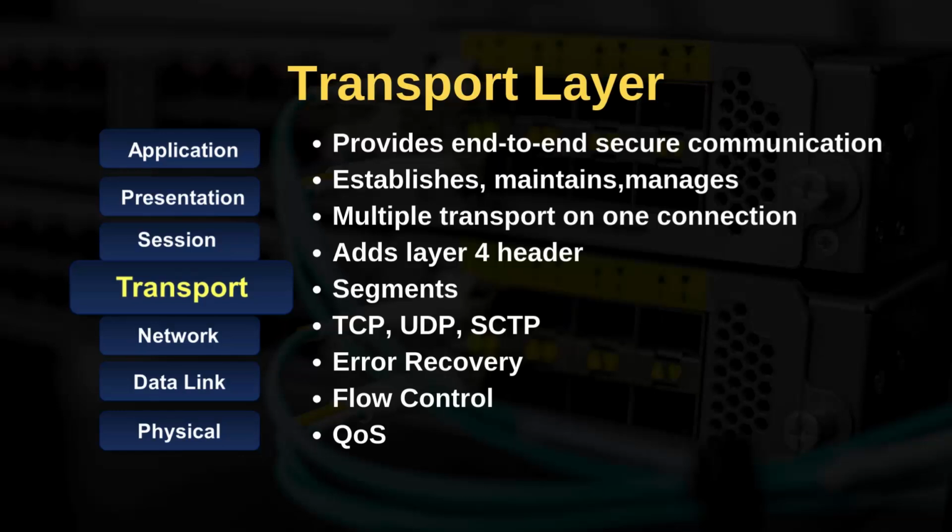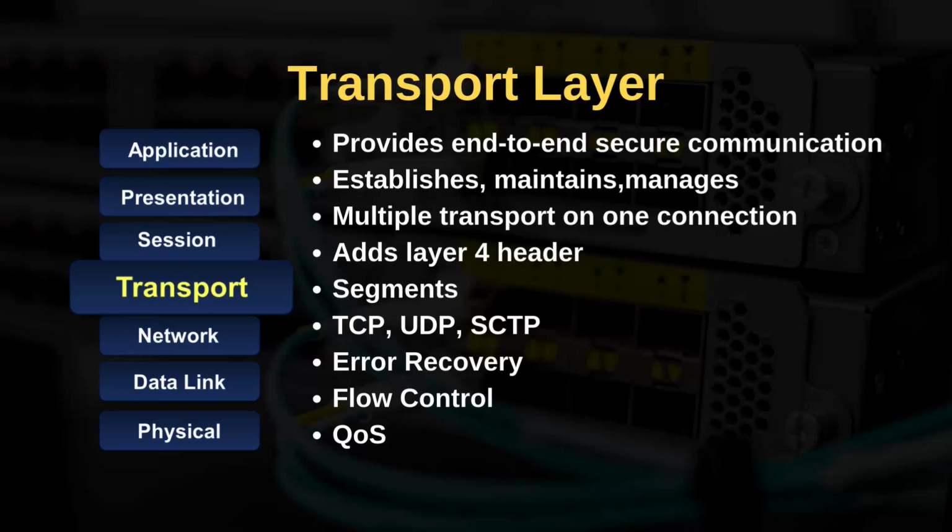This is the layer of TCP, UDP, and HTTP. This layer provides end-to-end secure communication, and it establishes, maintains, and manages the secure communication. The transport layer adds a layer 4 header to the data, and when it adds this header, the data becomes a segment. TCP, UDP, and HTTP are the protocols that work on this transport layer.